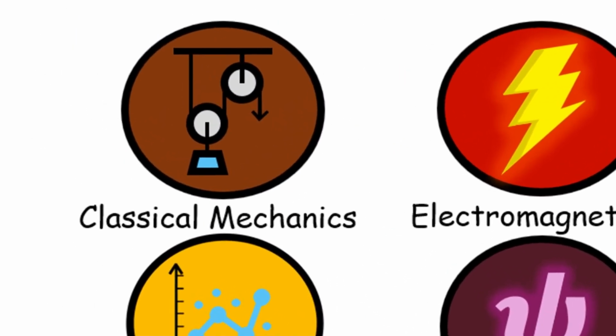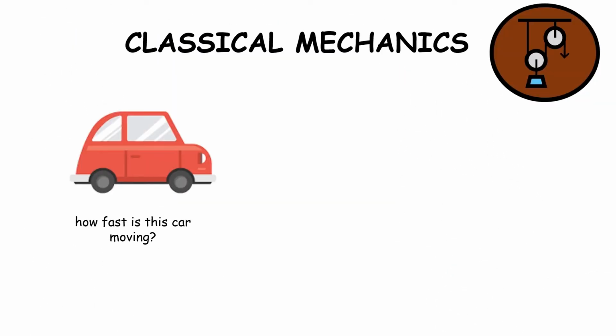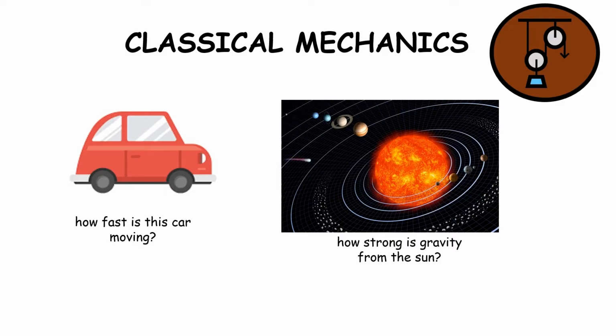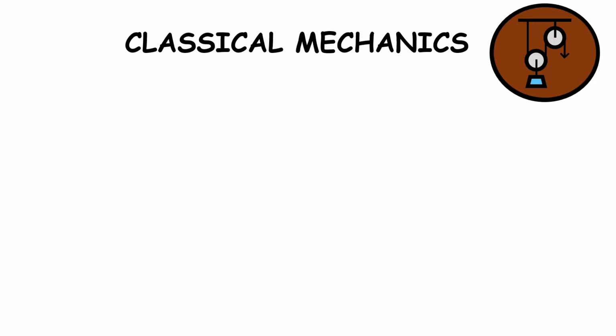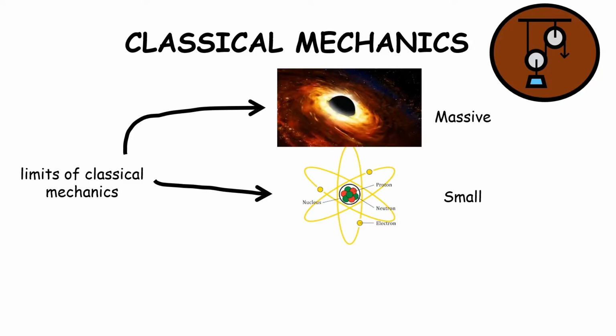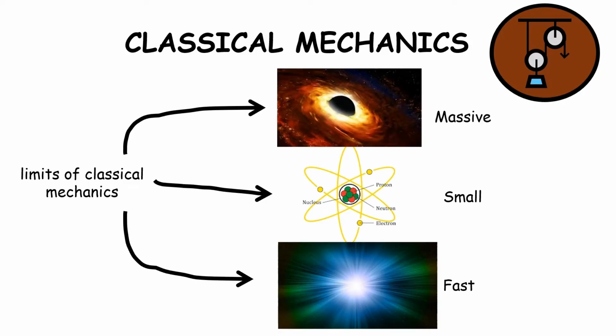Classical mechanics. This explains how everyday objects move and interact. It is based on Newton's 3 laws of motion and can explain everything from flying footballs to planets orbiting the sun. It works well for everyday objects, but it stops working for very massive objects or small scales and very fast speeds.